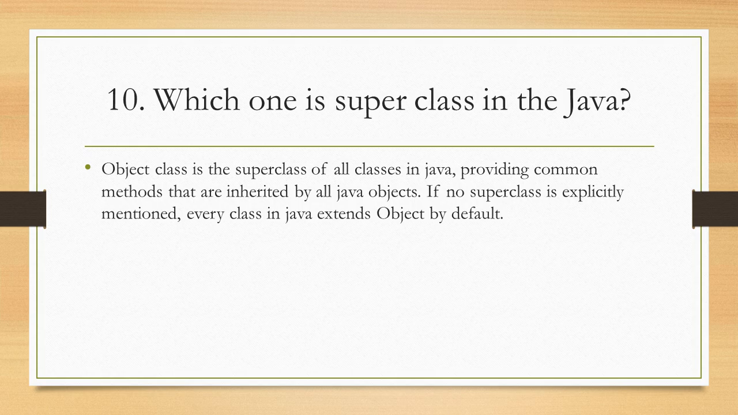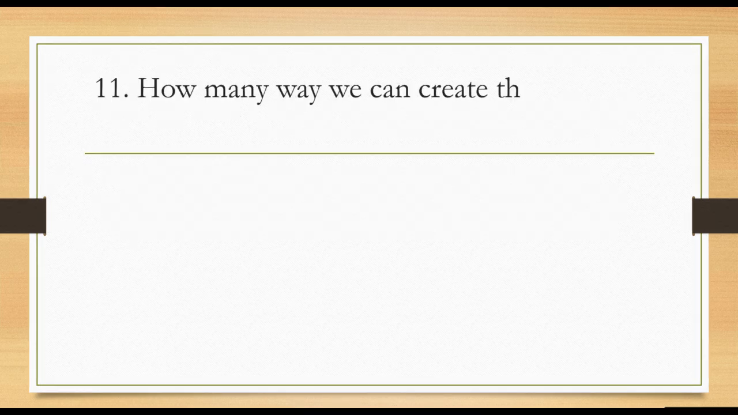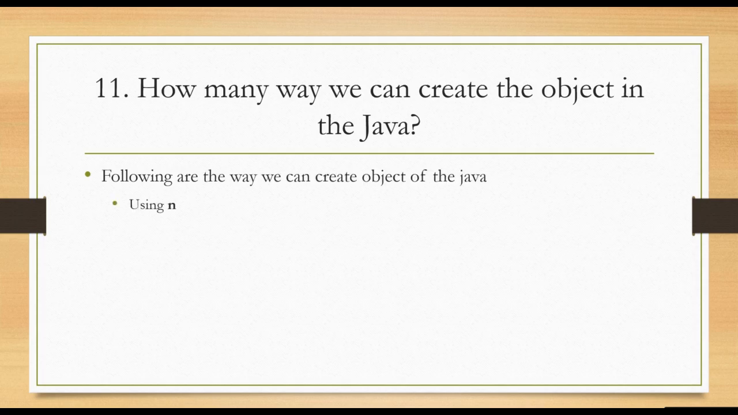The next question is: how many ways can we create an object in Java? There are multiple ways we can create an object. The first one is using the new keyword. This is a very common way to create an object using the constructor. Most of the time we use the new keyword to create objects in Java.